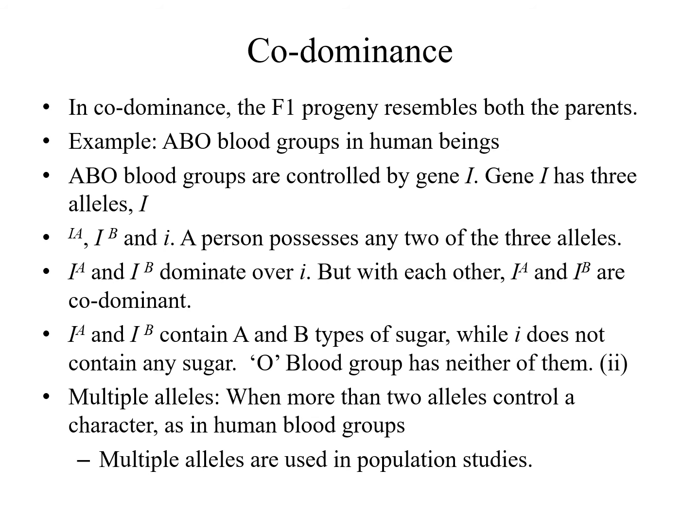Multiple alleles. What are multiple alleles? When more than two alleles control a character, as in human blood group. Multiple alleles are even used in population studies. So there is the ABO blood group, controlled by a gene I. I has three alleles. What are they? IA, IB, i. IA and IB are codominant, but small i is only for which blood group? O blood group. i does not contain any sugar at all.